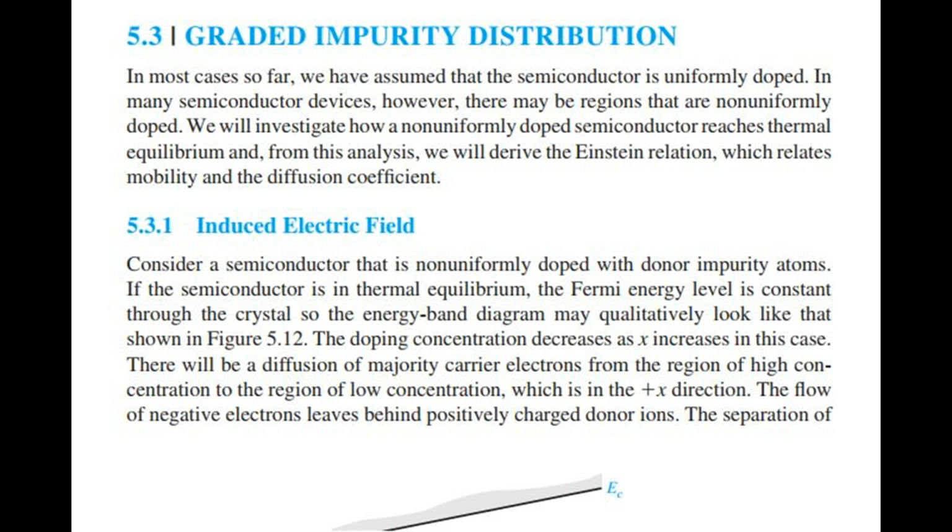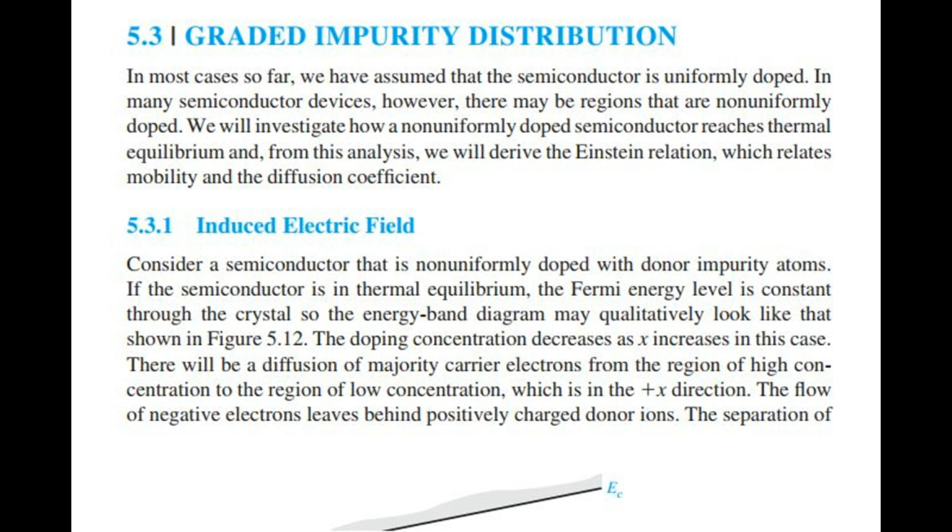Induced electric field. Consider a semiconductor that is non-uniformly doped with donor impurity atoms. If the semiconductor is in thermal equilibrium, the Fermi energy level is constant through the crystal, so the energy band diagram may qualitatively look like that shown in figure 5.12. The doping concentration decreases as X increases in this case. There will be a diffusion of majority carrier electrons from the region of high concentration to the region of low concentration, which is in the X direction.